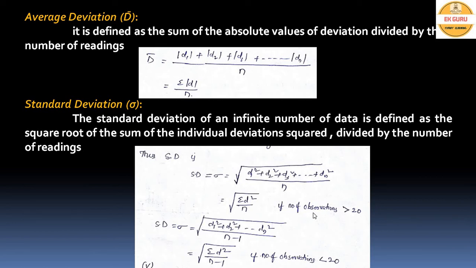If the number of observations is greater than 20, we will take that number of readings as it is. If the number of observations is less than 20, we will use this formula. We will take n minus 1 in the denominator. The standard deviation is the square root of the sum of the individual deviations squared over the number of readings. If the number of readings is greater than 20, we will take it as it is. If the number of observations is less than 20, we will take n minus 1 readings.